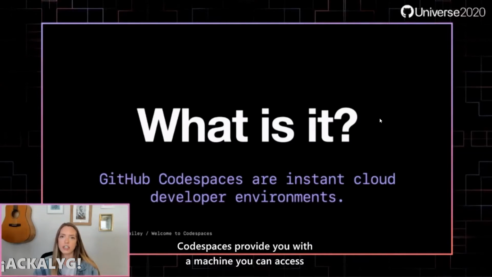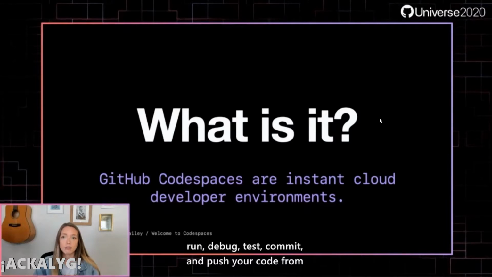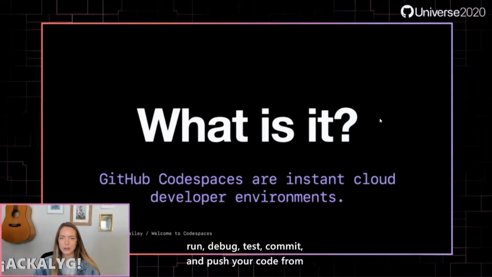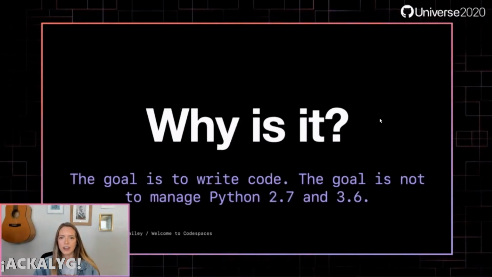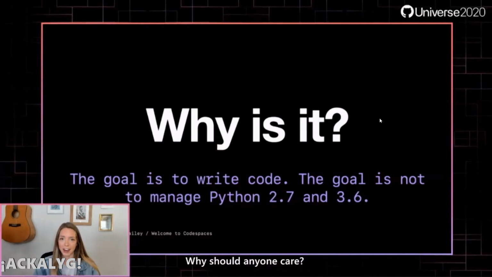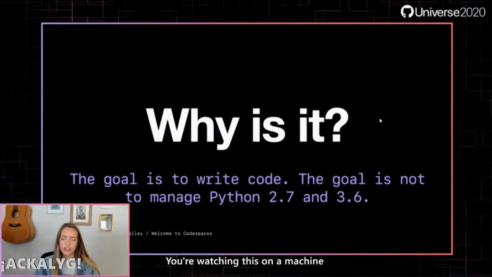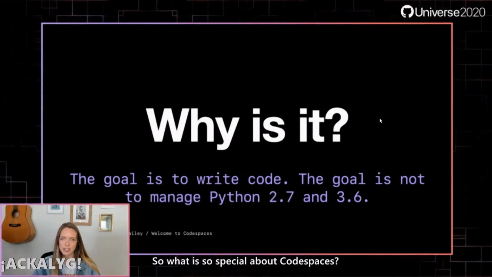Codespaces provide you with a machine you can access through a browser or your IDE where you can write, run, debug, test, commit, and push your code from, which leads us to an important question. Why should anyone care? There's a lot of hardware out there. You're watching this on a machine that you can potentially write code on. So what is so special about Codespaces?